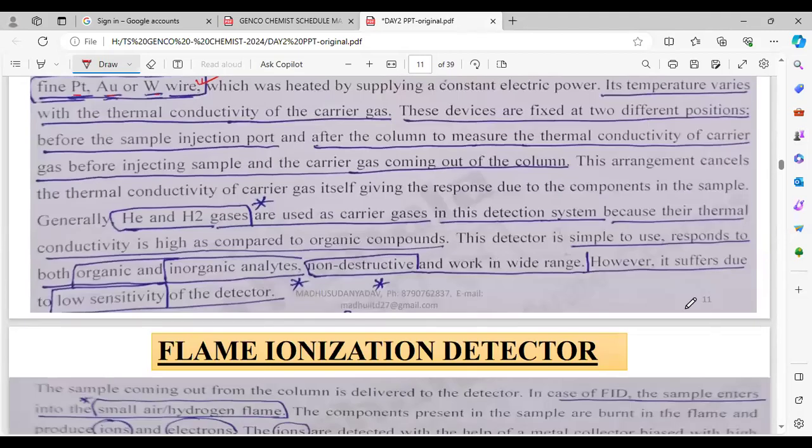Next. So here, sometimes helium and hydrogen gases are used as a carrier gas. See, this point is important. For TCD, they'll ask you a question like this: for thermal conductivity detectors, which of the carrier gases are most suitable? If there is a question like this.